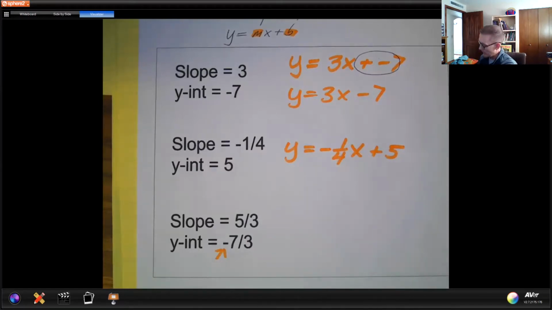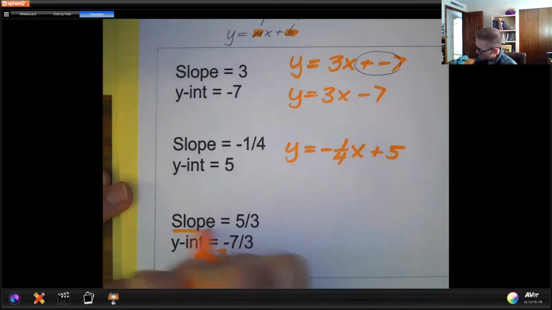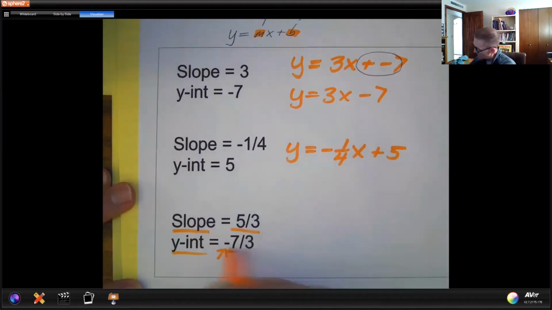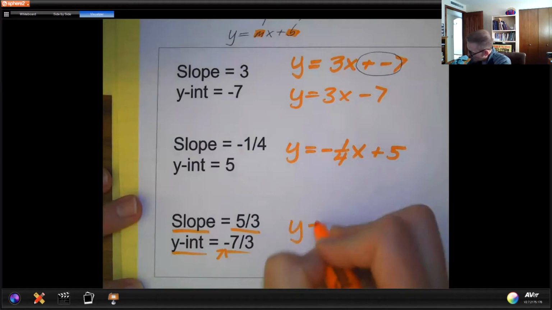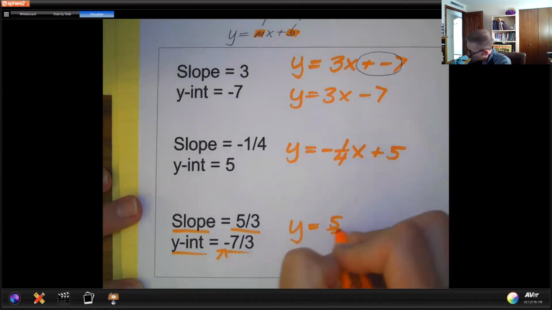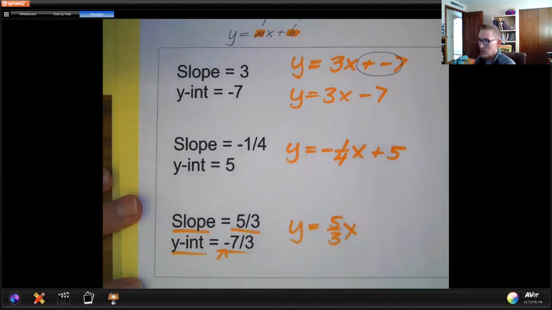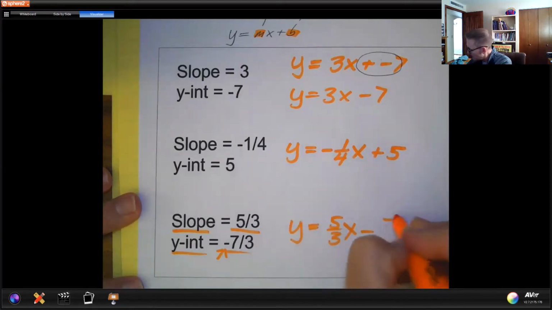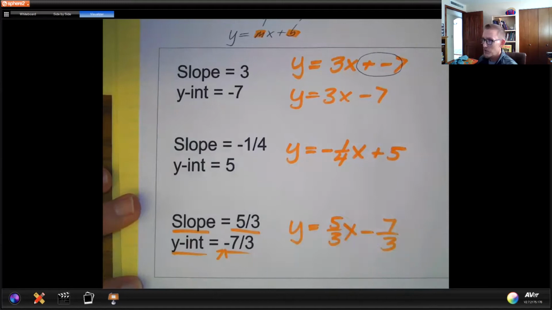All right, let's go ahead and check your answer now. Our slope and our y-intercept. So y equals 5/3 x because the 5/3 needs to touch the x. And then at the end, -7/3. They're both fractions, that's okay.